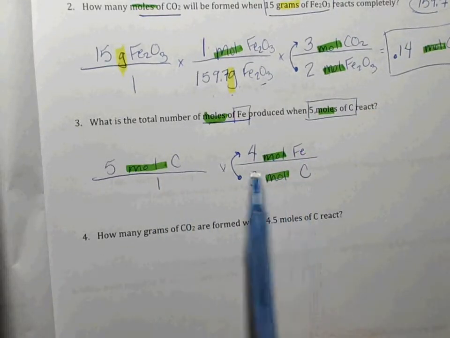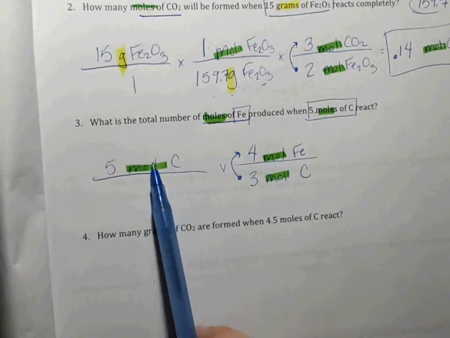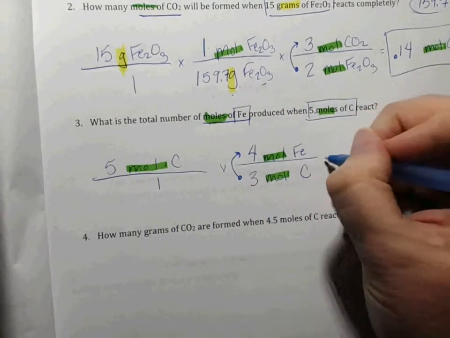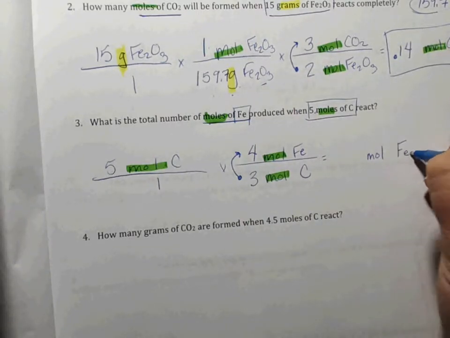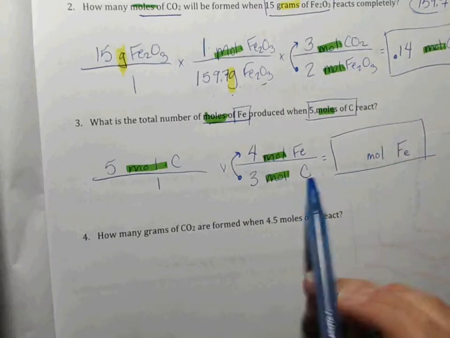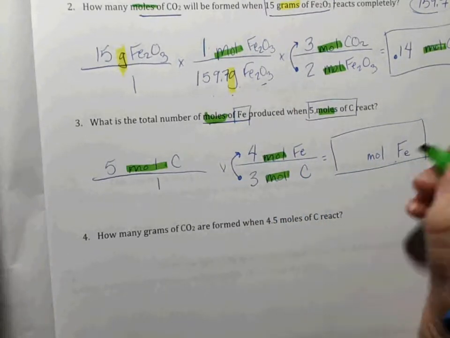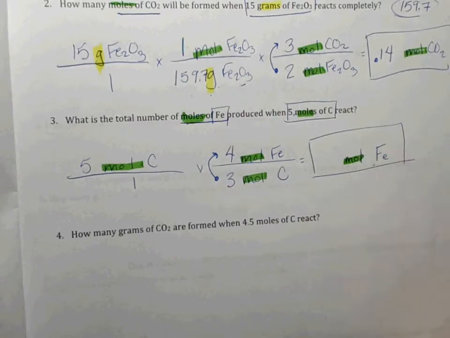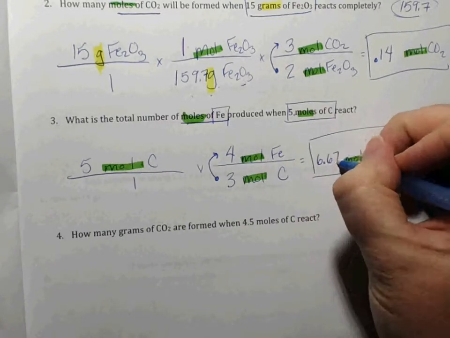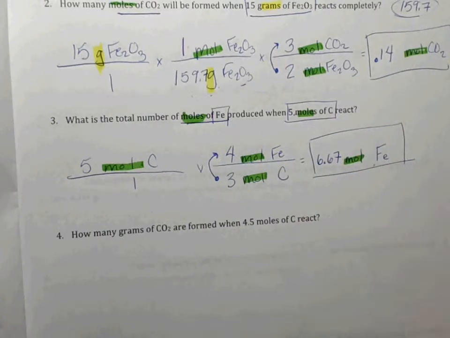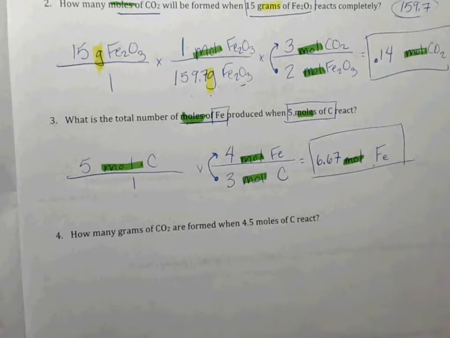I'm supposed to use moles 4 times. I've used it 1, 2, 3 times, twice with carbon, only once with iron. So the 4th time I use moles needs to be in the answer with iron, so that I'll have used it twice with iron as well. And if you calculate this, 5 times 4 divided by 3, you should get 6.66. It should round to 6.67. 6.6 repeating, we're rounding to 6.67.